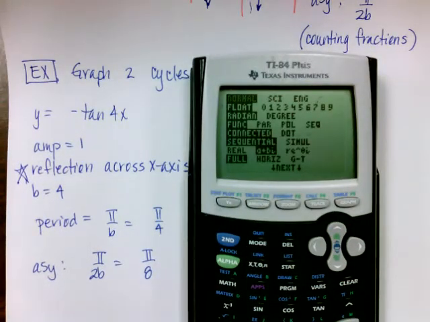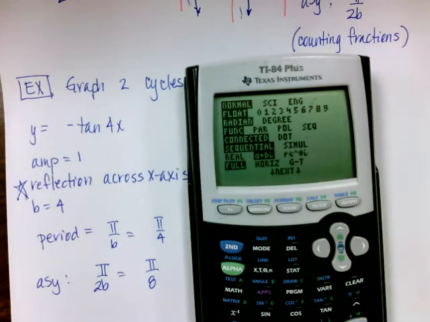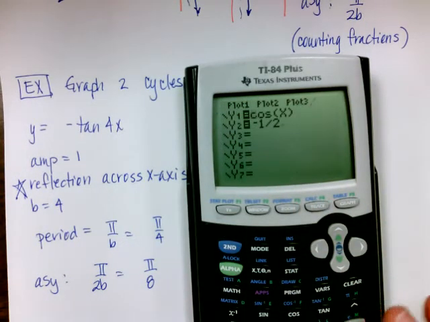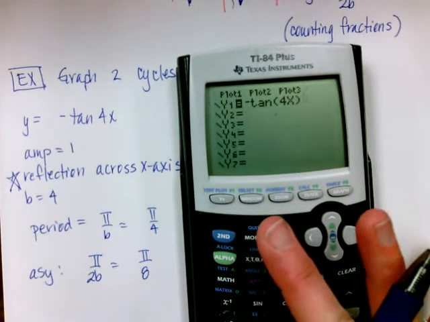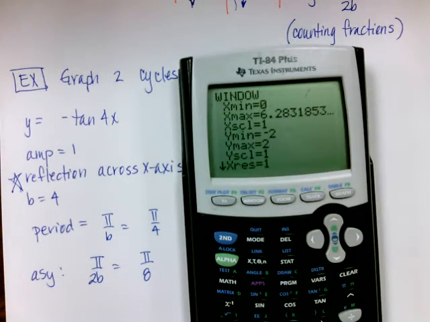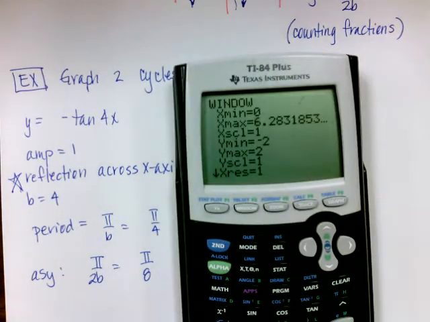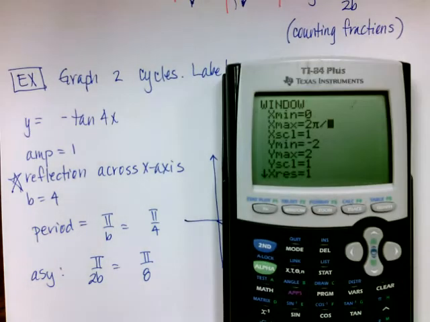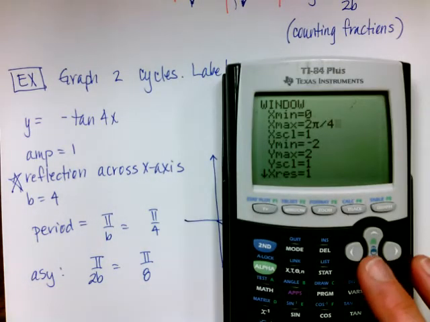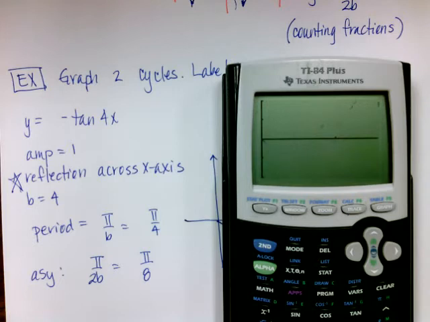So the first thing I'm going to check is that I'm in radians and function mode. So I'm going to go to my y equals and I'm going to clear and enter negative tangent of 4x. And then I'm going to go to my window and I'm going to graph from x is equal to 0 to 2 times pi divided by 4, okay? And then my x scale I'll leave as a 1. My y minimum, I don't care, so I'm just going to leave it like that, and then I'm going to graph.